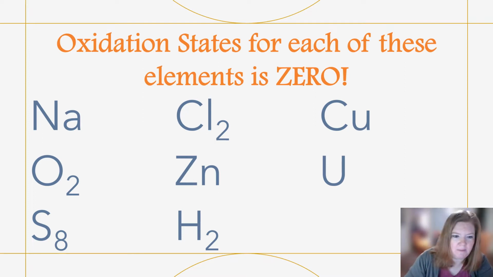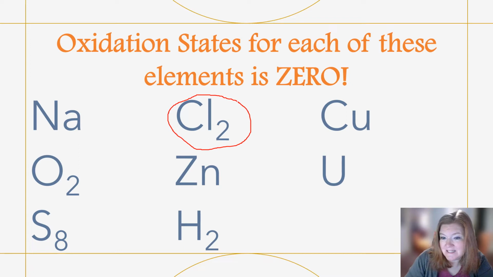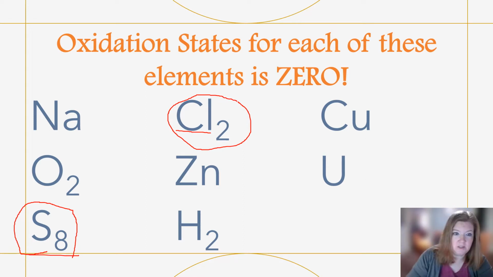Here's the one thing to remember. See this? Cl2. I'm not going to find this exactly on the periodic table. I'm going to find Cl, but not as a diatomic element. I'm going to find S, but not this. So what you need to remember is that as long as it is one element, so this is 2 chlorines bonded to itself, this is 8 sulfurs bonded to itself, as long as it's the same element, the oxidation state is 0. Okay.